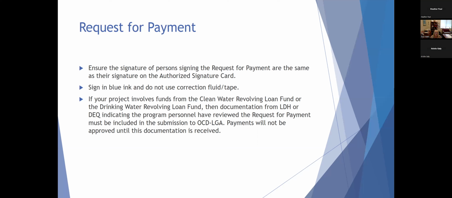You need to sign in blue ink and do not use correction fluid or tape on the form at all. If your project involves funds from the Clean Water Revolving Loan Fund or the Drinking Water Revolving Loan Fund, then we must receive documentation from LDH or DEQ indicating that their program personnel have reviewed the request for payment that is being submitted to us, and payments will not be approved until we do get this documentation.